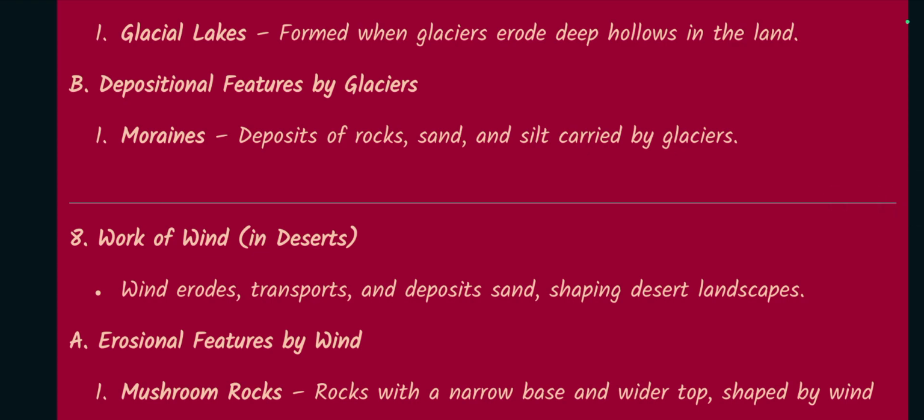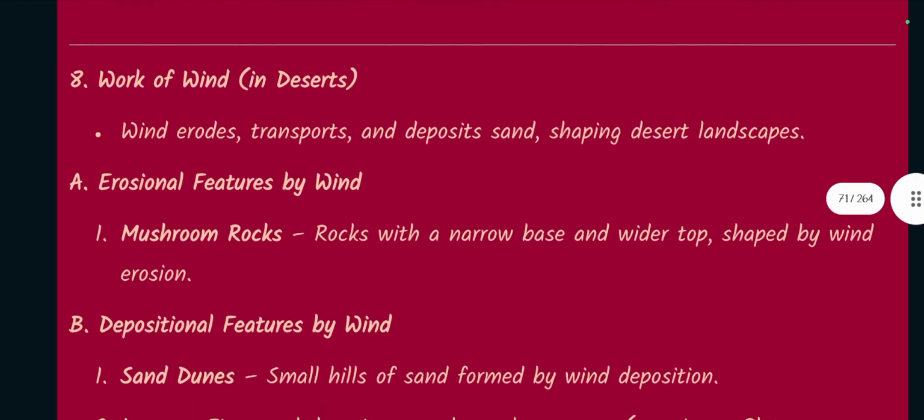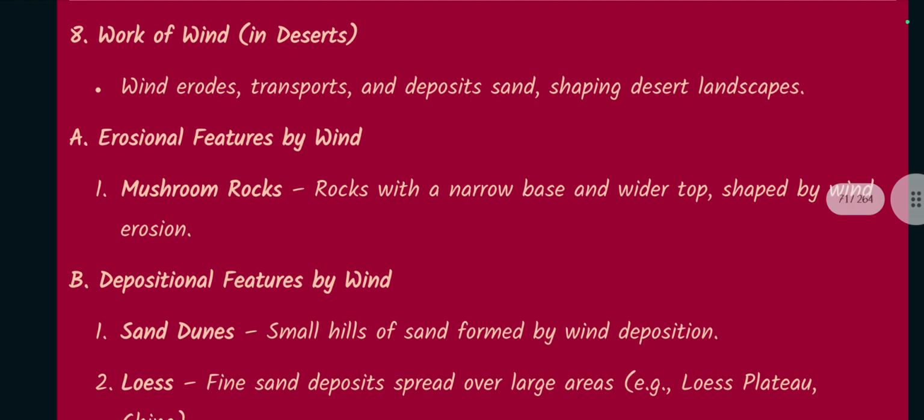Depositional features by glaciers. Moraines, deposits of rocks, sand and silt carried by glaciers. Work of wind in deserts. Wind erodes, transports and deposits sand, shaping desert landscapes. Erosional features by wind. Mushroom rocks: rocks with a narrow base and wider top, shaped by wind erosion.